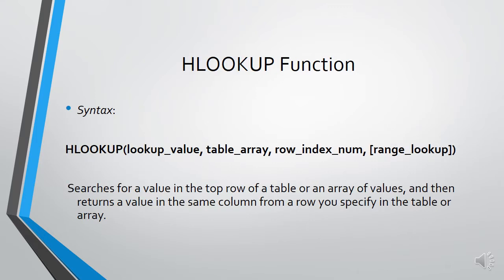Similar to the VLOOKUP is the HLOOKUP function. The HLOOKUP is the horizontal lookup. That means in this case, you are looking for the value that you specify from a row you specify in the table or array.